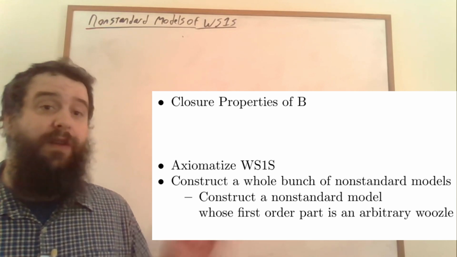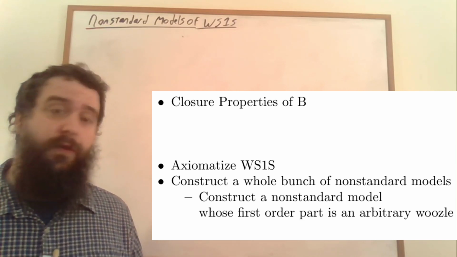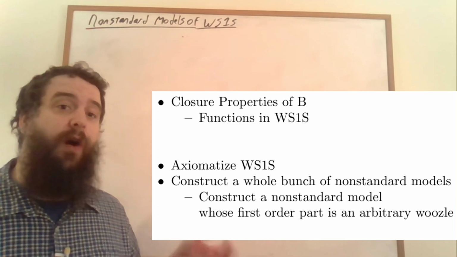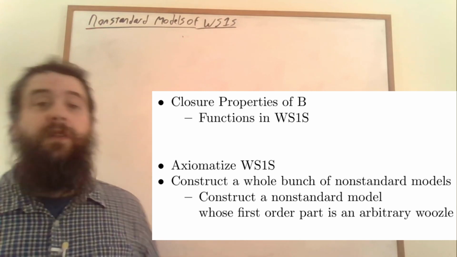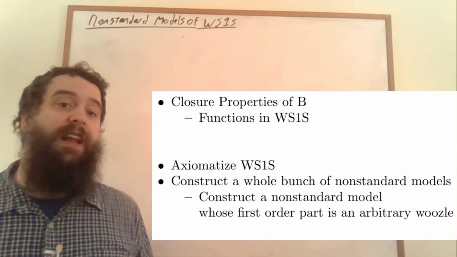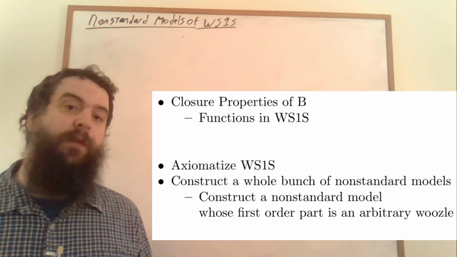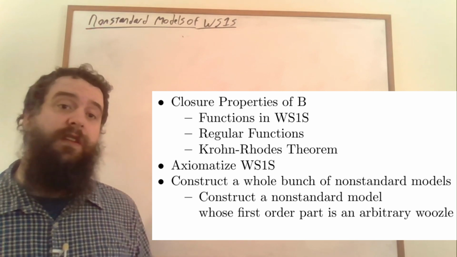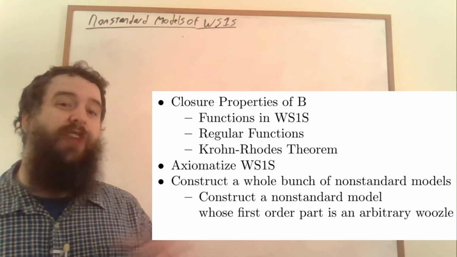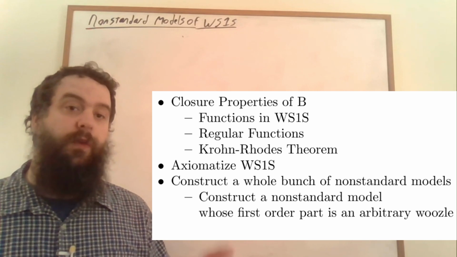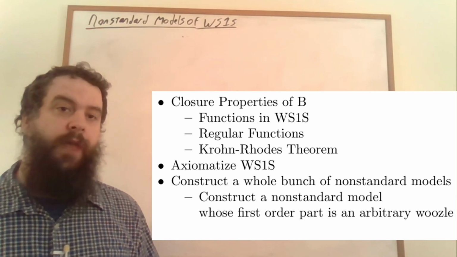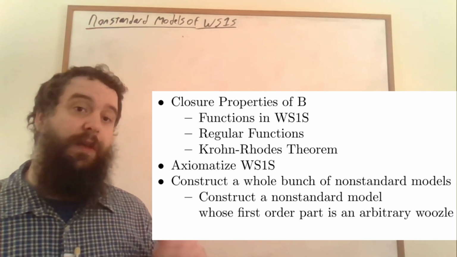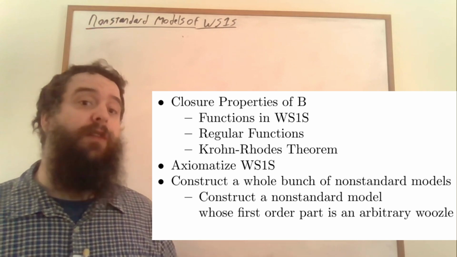In order to study what functions on sets B has to be closed under, I'm going to want to be able to talk about what sorts of functions we can talk about in this logic. What sorts of functions can we talk about with finite state automata? And that means I'm going to have to talk a little bit about the regular functions. As part of this, I'm going to look at the Krohn-Rhodes theorem, which provides part of a generating set for the functions that we can talk about with finite state automata. And of course, if B is closed under all of the functions in the generating set, then it has to be closed under all of the functions that can be generated from them.